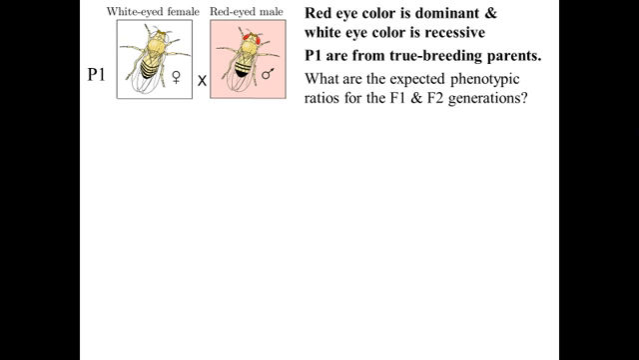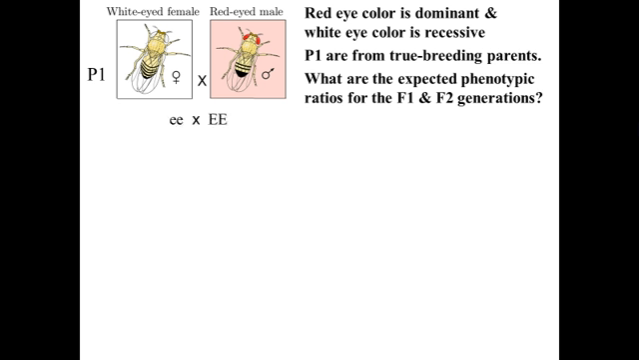That gives us a little bit of information. The thing that we want to know is, what are the expected phenotypic ratios for the F1 and F2 generations? So you say, Mr. Galladay, this is easy peasy. I could do this with my eyes closed.